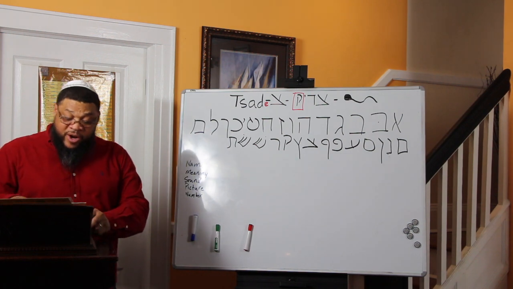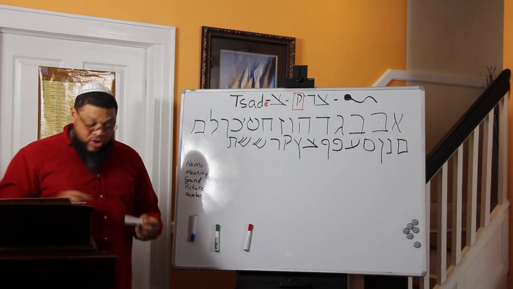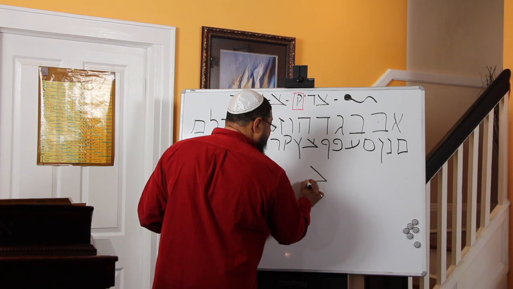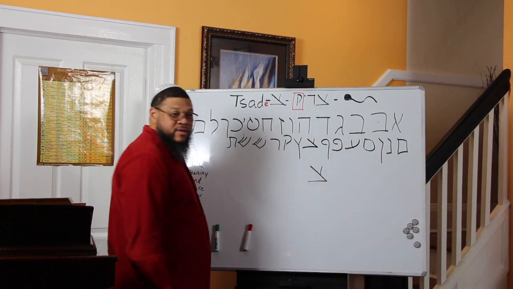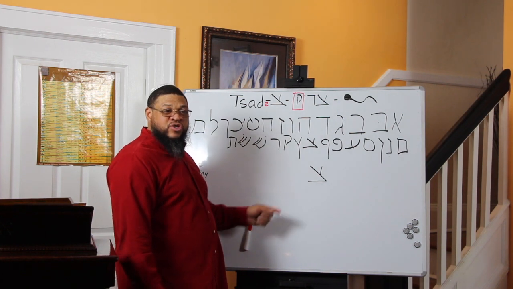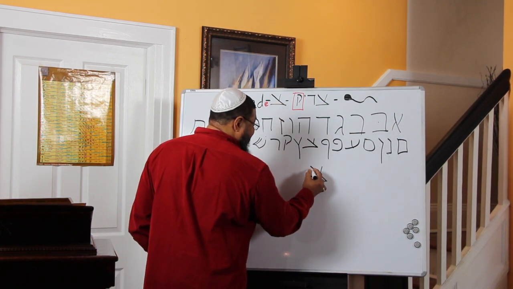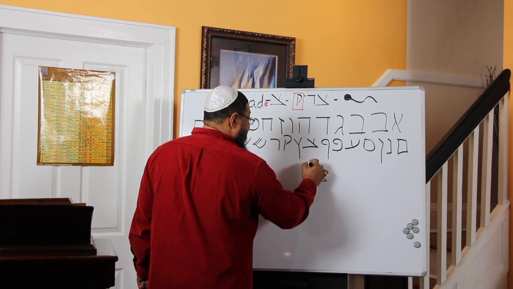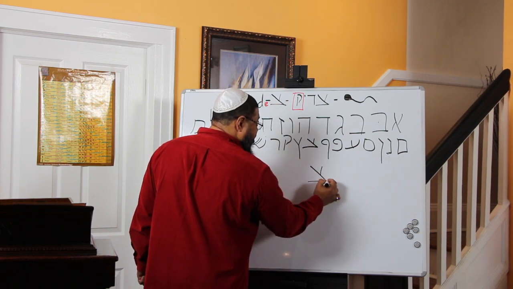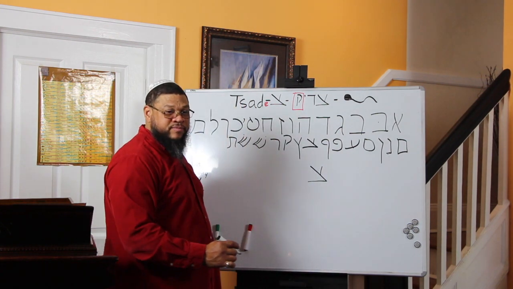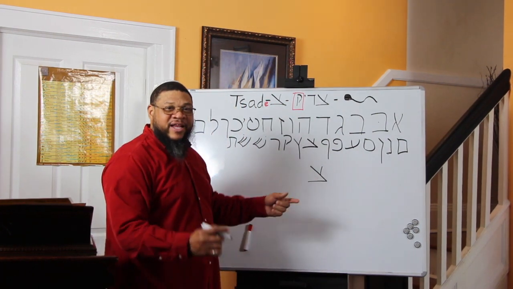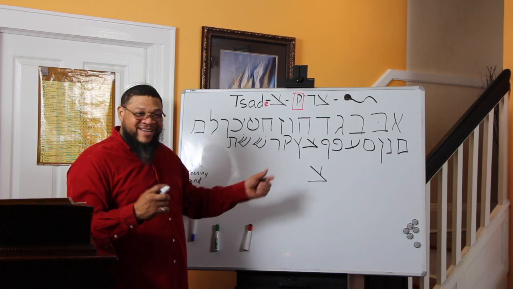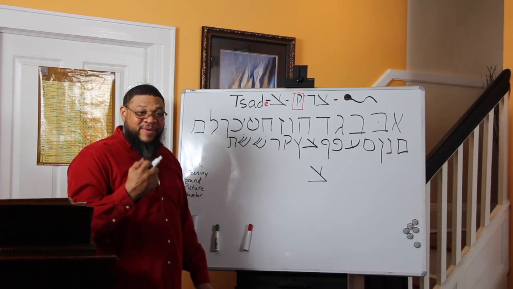When you're writing a Tsade, you always write it from the top, straight down, across, and then like a Y. So this is how you remember how to write a Tsade. If you're looking at the board, from the top left, diagonally down. Not an aleph, but a paleo aleph. It has a similarity to the aleph, right? Beautiful. You're seeing the paleo aleph.